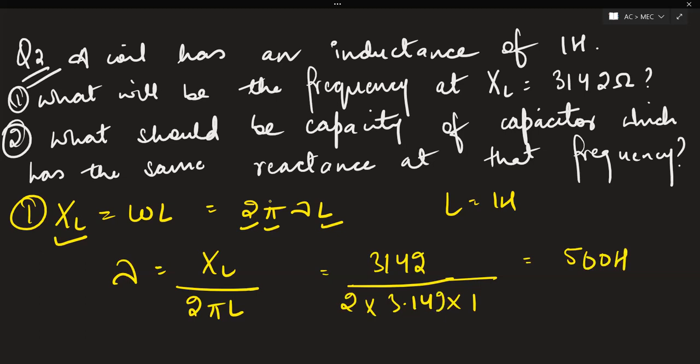You can write the value of pi as 3.142, then it will directly get cut. So 10 to the power minus 3, here it will become 1000 by 2, that is 500 hertz. This is the value of frequency that we get.